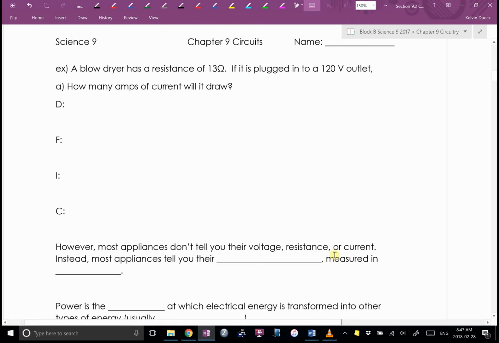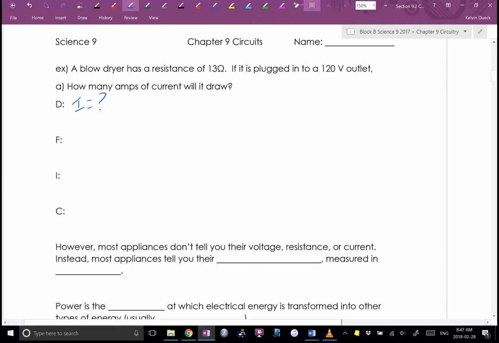Jimmy, what's part A asking me to find? Resistance? Can you read it to me out loud? A blow dryer has a resistance. No, just read me part A. Oh, how many amps of current? What's it asking me to find? Current. Yeah, it's meant to be Captain Obvious when you know where to look. So let's write down I equals question mark.